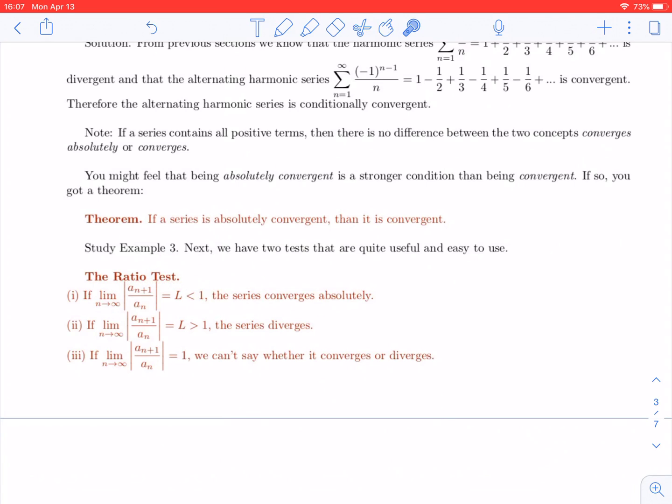The ratio test says that we look at the ratio of 2 consecutive terms, take the absolute value of that ratio, and if that value has a limit, call it L. If that limit is less than 1, then the series converges absolutely. And if that limit is greater than 1, then the series diverges. If the limit equals 1, we don't get any conclusion. We're not going to look at the formal proof. However, we can still understand the proof intuitively.